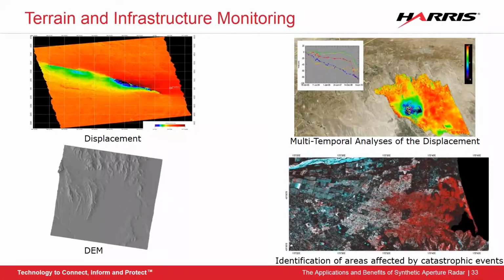Now, when we're speaking of interferometry, we tend to focus on terrain and infrastructure monitoring. On the top left-hand side of the screen, we have a displacement map. And what that is showing us is the changes that are occurring on a ground level between two separate images that are separated by time. And in this case, this is from before and after an earthquake has occurred. And we can see that there are these large areas of displacement that occur along a fault line that's going through diagonally, that image on the top left-hand corner.